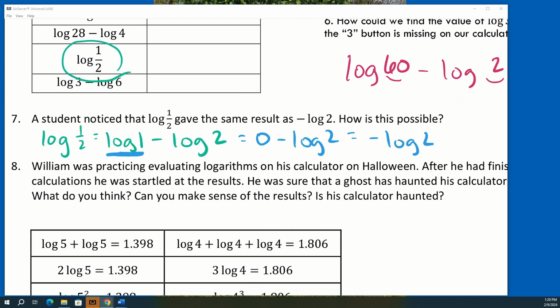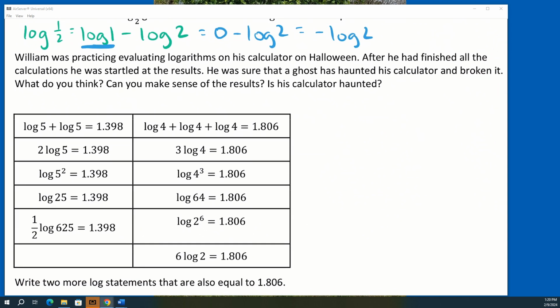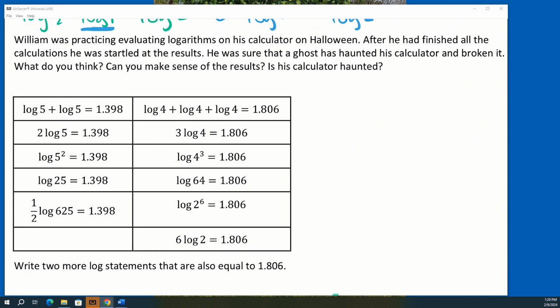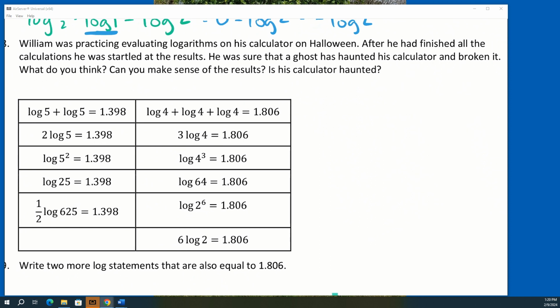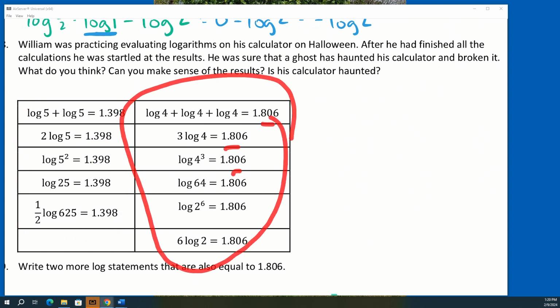All right. And then number 8, this is kind of a goofy question, but it's fine. So William was practicing evaluating logarithms on his calculator on Halloween. After he finished all the calculations, he was startled at the results. He was sure that a ghost had haunted his calculator and broken it. What do you think? Can you make sense of the results, and is his calculator haunted? So what's weird is he typed in all these different things and got the same answer. And then on this side, same thing. All those different things and got the same answer.